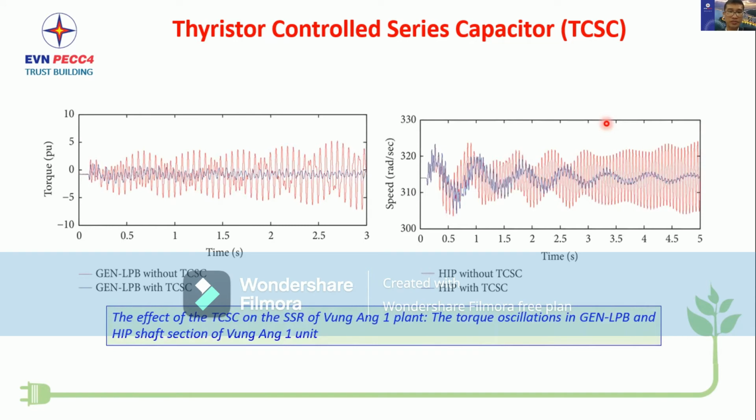And we make the simulation with two cases. In one case we don't use the TCSC, and in the other we use the TCSC. And you can see here the difference between the two. So when we apply the TCSC for the power system, we can see the oscillation damps very quickly. It means it will bring the power system, and especially the thermal power plant, stability.